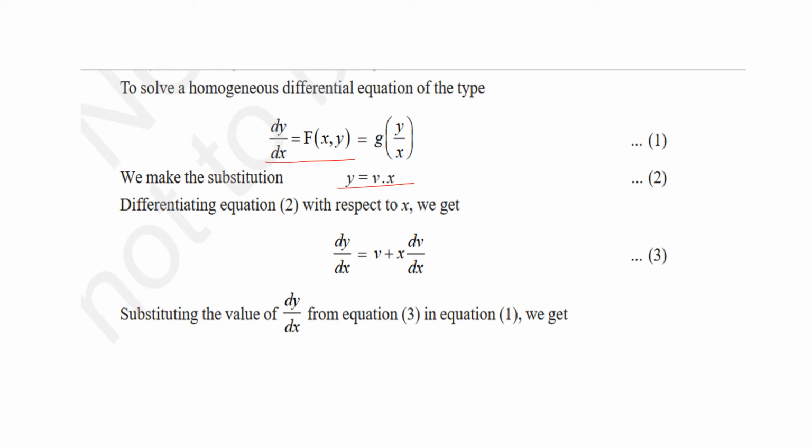Now what we do, we differentiate both sides of this equation, so it becomes dy by dx equal to v plus x dv by dx, right? And replace this dy by dx in equation number 1 with this value, and the whole equation will change in the form of x and v, and you will get a function which is reduced to the variable separable form, and integration can be further done.